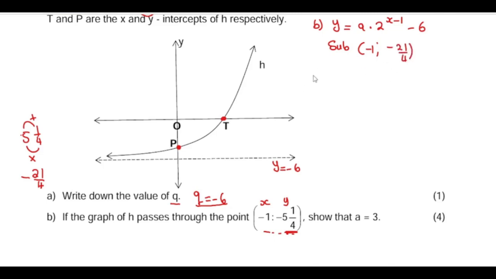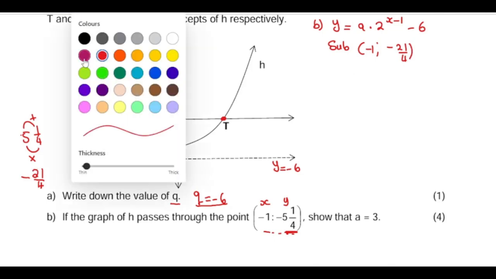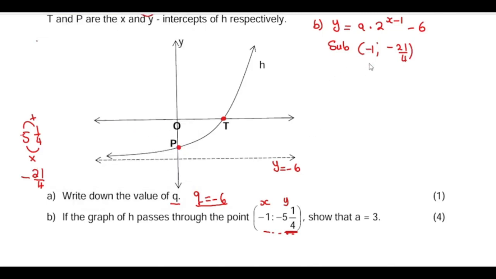Right, so now let's work on this. You need to understand what is your y and what is your x. So this is my x and this will be my y. So on the equation where there's y, we need to substitute minus 21 over 4, and then we equate this to a multiplied by 2 to the power, where there's x we put minus 1, then we have minus 6.